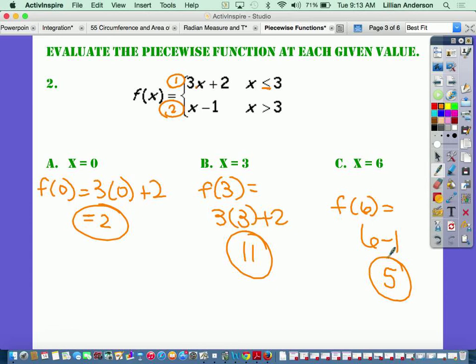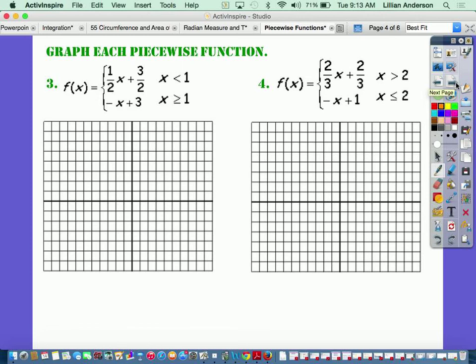Okay? Graphing is a little bit different. You have to know what each one of these types of functions look like. And I mean, I don't know how many times I've covered each type by putting them on the board. So you should at least have some type of idea. Number 3, what kind of a function is 1 half x plus 3 halves? Slope is associated with what types of functions? Linear.